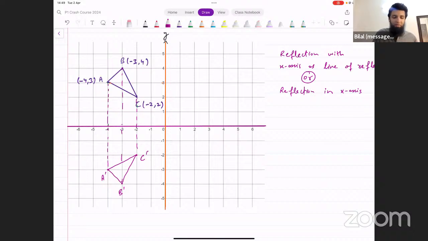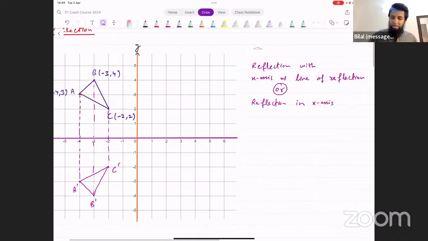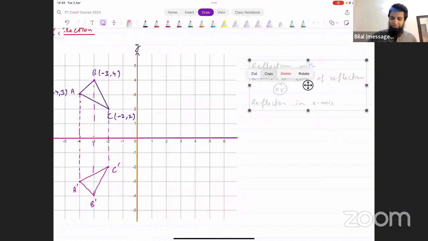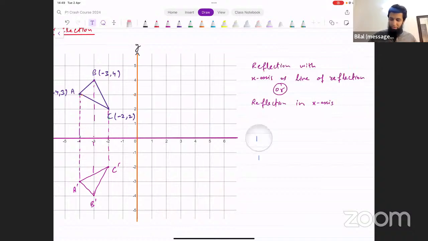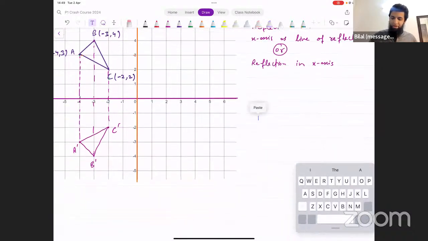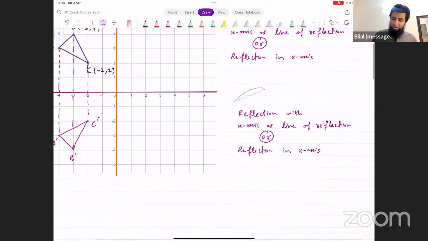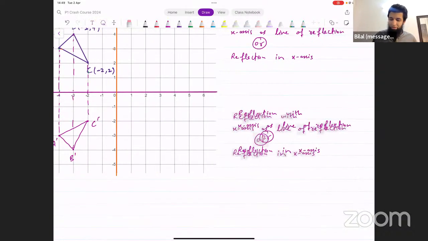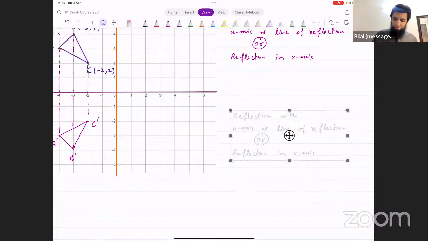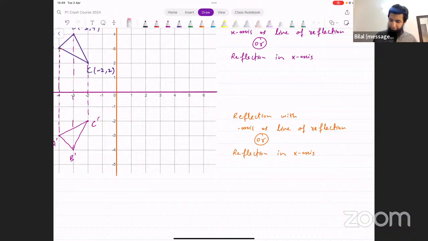All right, so that's one type of reflection. And then the other type of reflection that you need to know about is reflection in y-axis. All right, these are the only two reflections that we will be talking about. So now we have reflection in y-axis instead. So how could you describe this? You could say reflection with y-axis as the line of reflection, or you could say reflection in y-axis.